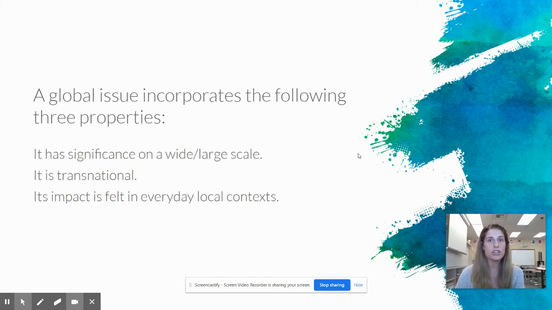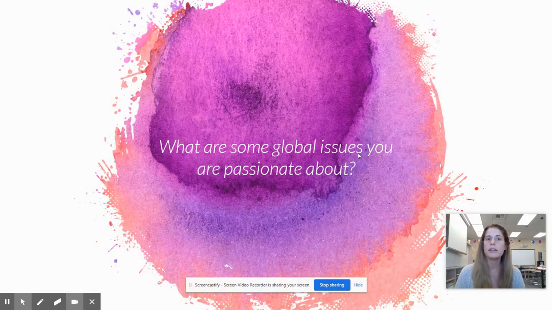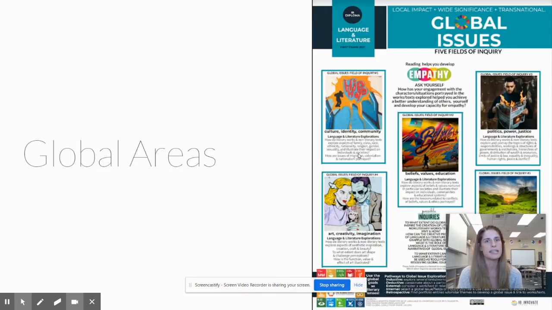So a global issue should incorporate three properties. It should be significant on a wide and large scale. It should be transnational, meaning it should happen here in the United States, but also somewhere like India. Its impact should also be felt in everyday local context. So is it an issue that we deal with here in Temecula? So I want you to think, what are some global issues that you are passionate about? And that is going to help you think through what topics you might be interested in.